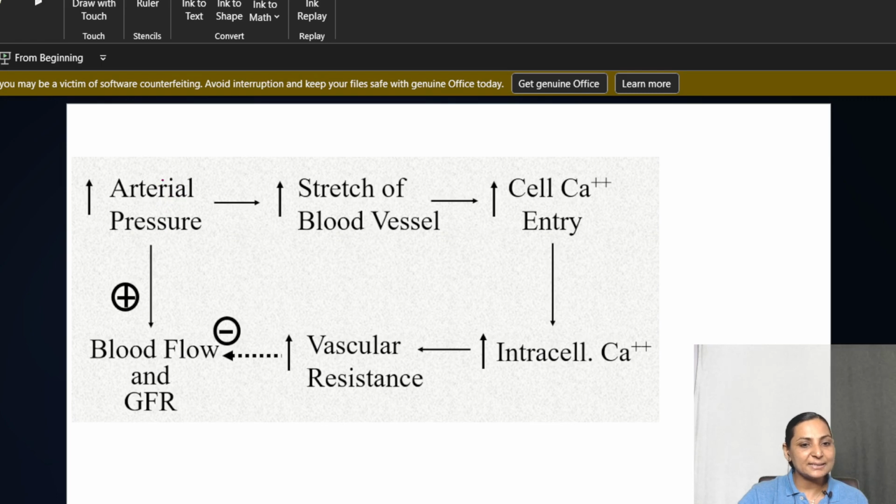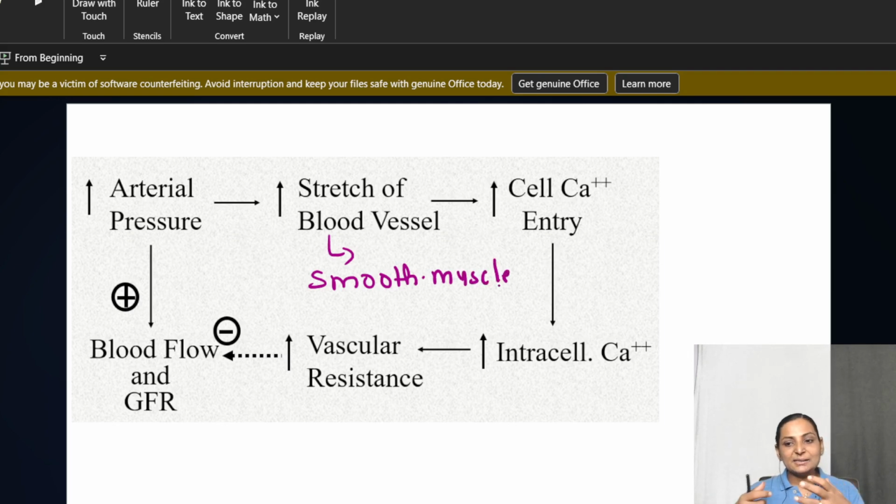Whenever there is an increase in the arterial pressure, there is going to be a stretch of the blood vessels. You know that these blood vessels are actually made up of smooth muscle cells. So these stretch, and there is a resultant opening of the calcium channels. There is an increase in the intracellular calcium, which is actually going to cause smooth muscle contraction. So when the smooth muscle contraction is there, that means the diameter will decrease. There will be vasoconstriction, isn't it?